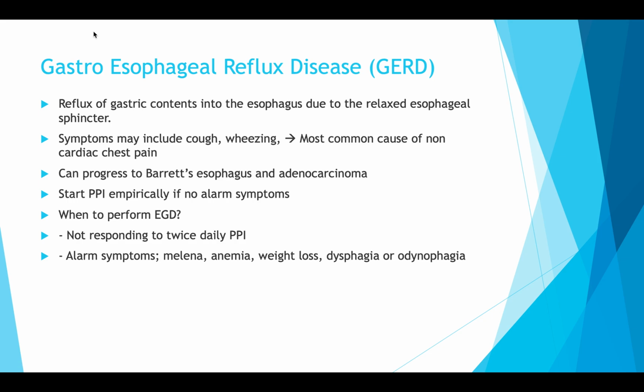Initially you want to start them empirically on a PPI, and if the patient is not responding, you give them about 6 to 8 weeks. Make sure that you are evaluating that they are doing the lifestyle changes and also taking the medication. If they are compliant with the medication and the lifestyle modification and not getting any better, the next step is to increase the PPI to twice daily. And when I talked about alarm symptoms, those are melena, blood in the stool, anemia, weight loss, or dysphagia or odynophagia. In those cases you need to do an EGD, because those are alarm features and indicate that there could be something else going on on top of the GERD, or GERD is probably not the only thing you have to worry about.